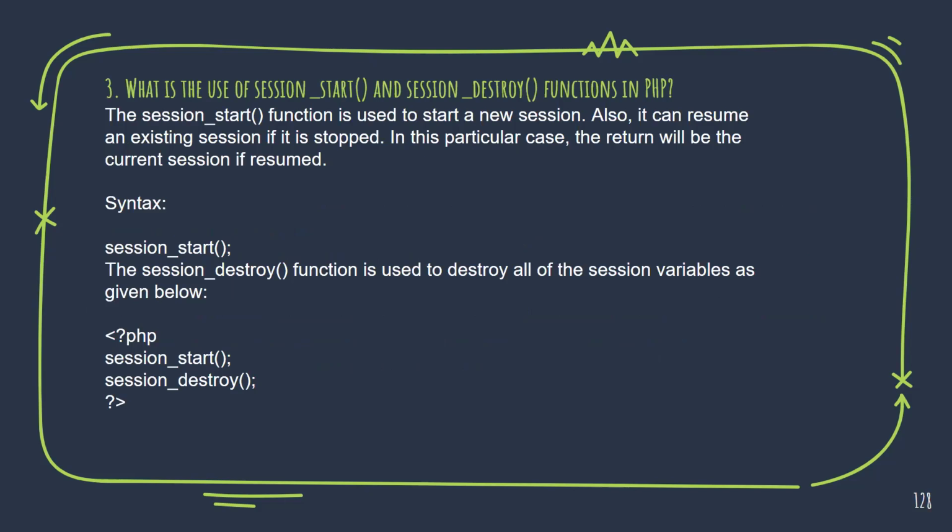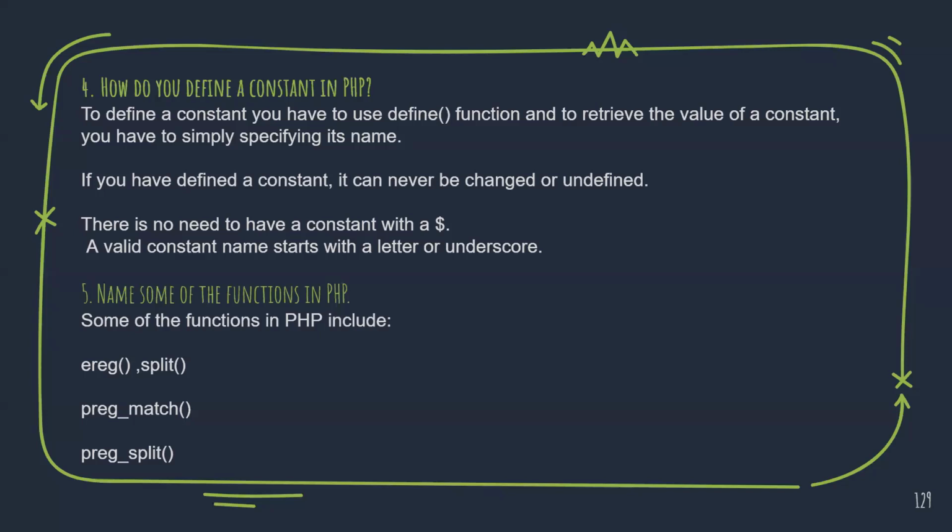How do you define a constant in PHP? To define a constant in PHP, we use the define function, and to retrieve the value of the constant, you have to simply specify its name.